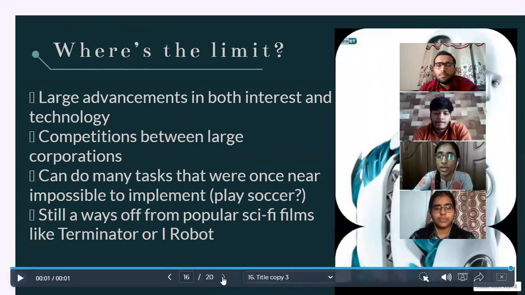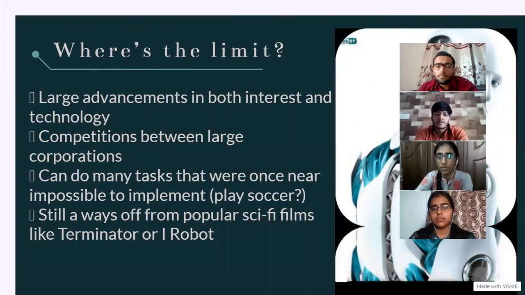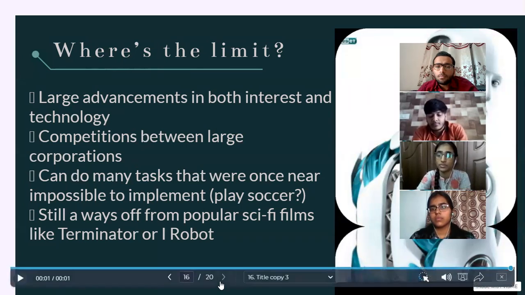Coming to the growth and advancements in both interest and technology, the rapid growth in technical advancements for the development of more efficient and cost-efficient robot models is anticipated to generate ample growth opportunities in the global humanoid robot market. As you can see, the competition between large corporations to build more efficient humanoid robots to serve nature has been increasing as of today. Humanoid robots can do many tasks that were once impossible to implement. Now, next slide, please.